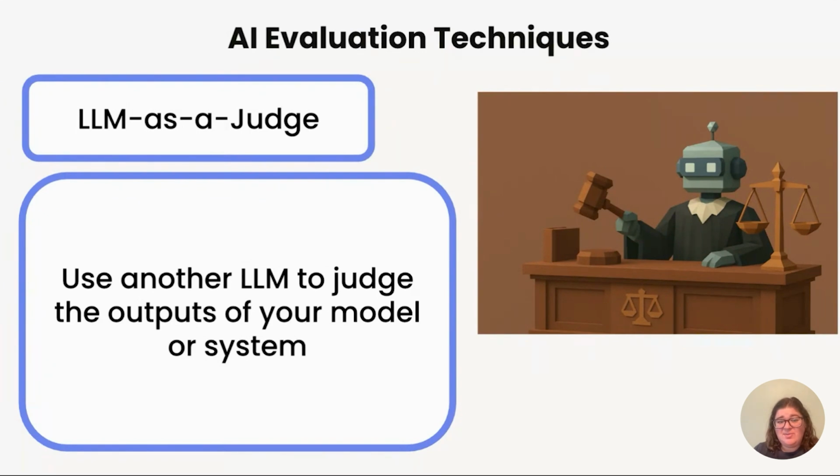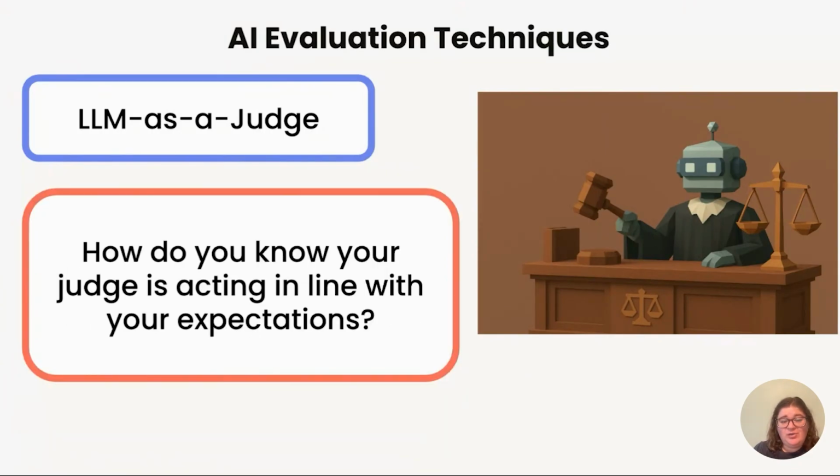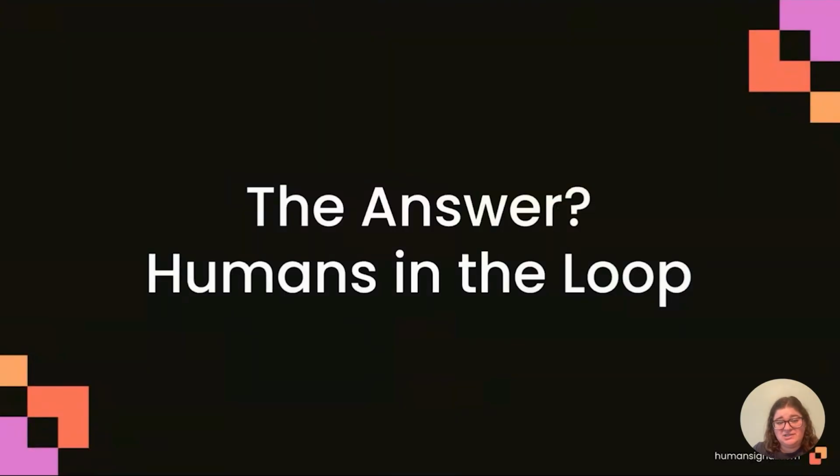However, LLM as a judge models are still at their base an LLM, which means we still don't know exactly how they're performing or exactly what will be right and wrong. And models are not right 100% of the time, as we know. So the question becomes, how do you know that your judge is acting in line with your expectations? And the answer to all of these questions is very simple. It's humans in the loop.